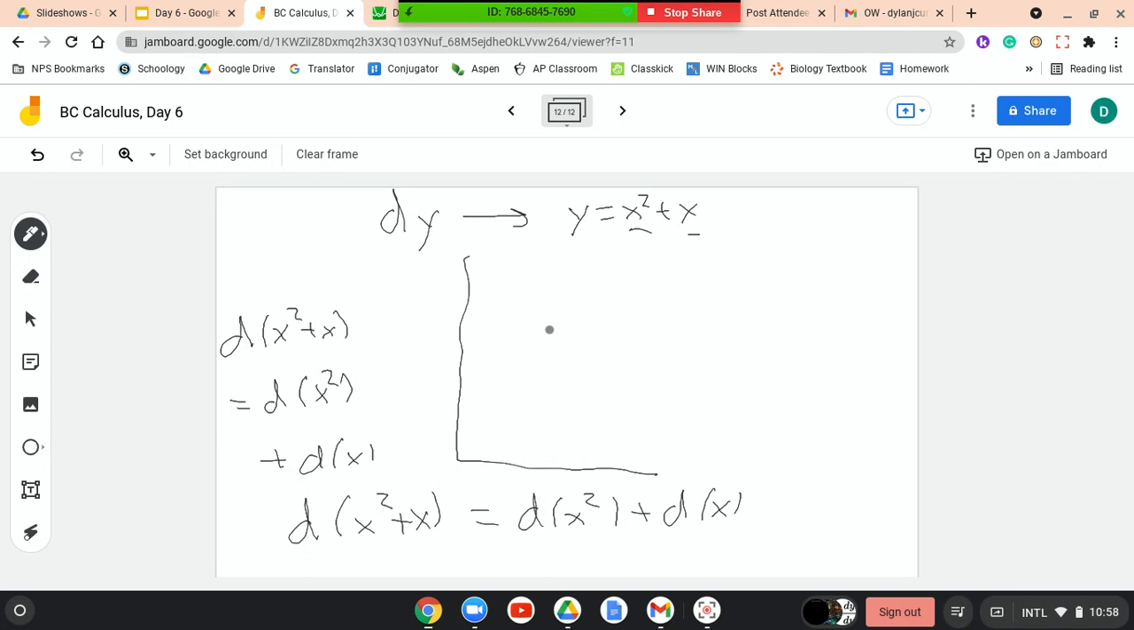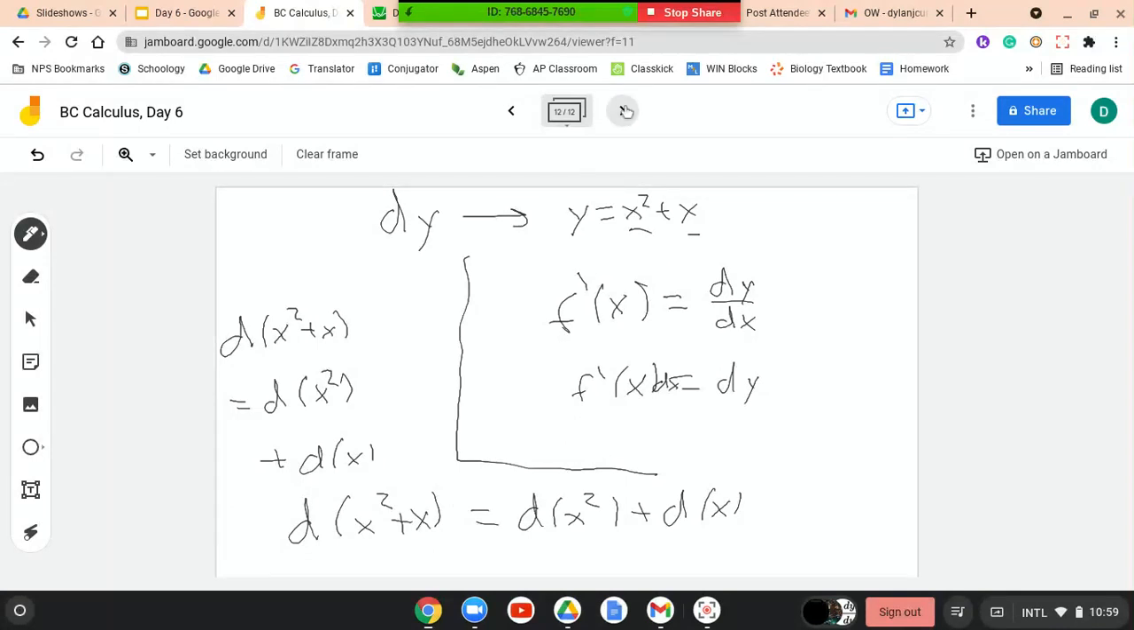Yeah. Cool. And remember how I said that we could rewrite the derivative as f prime of x equals dy over dx. So then I could say, well, if this is true, then I multiply both sides by dx, and I get f prime of x times dx equals dy. Yeah. All right. Cool.